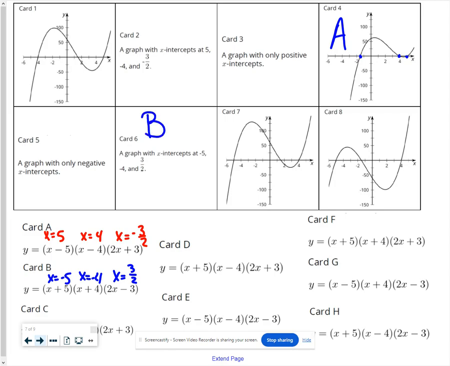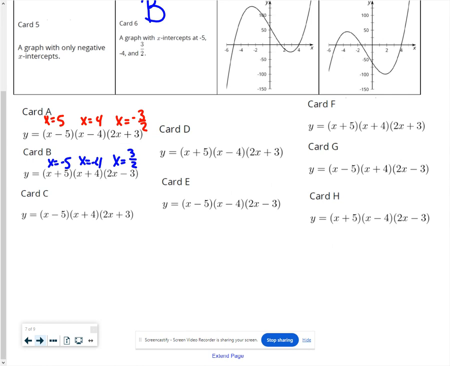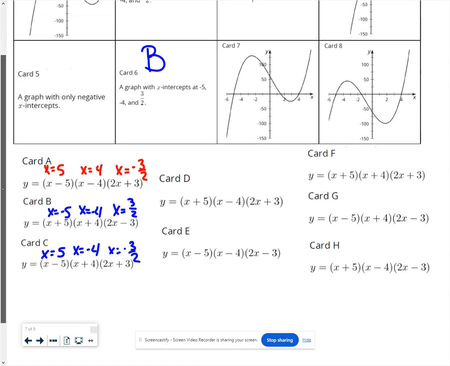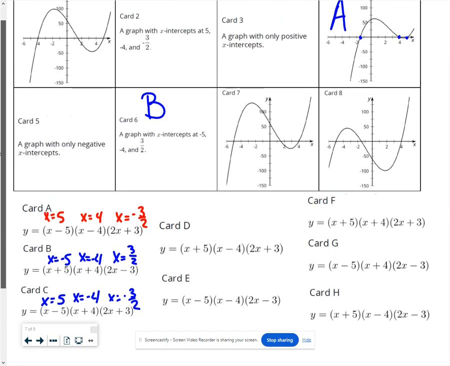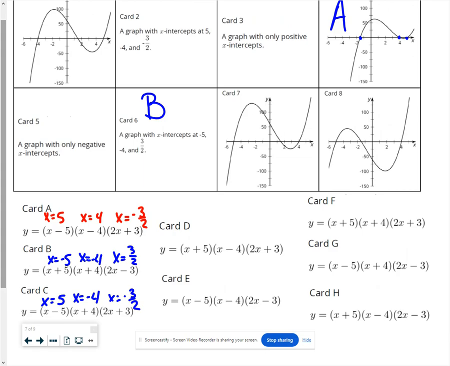Card C, I need to move this up just a little bit. Card C is going to have x equals 5, x equals -4, and x equals -3/2. So I need 5, -4, and -3/2. And that's got to be card 2, right? So this one is C.